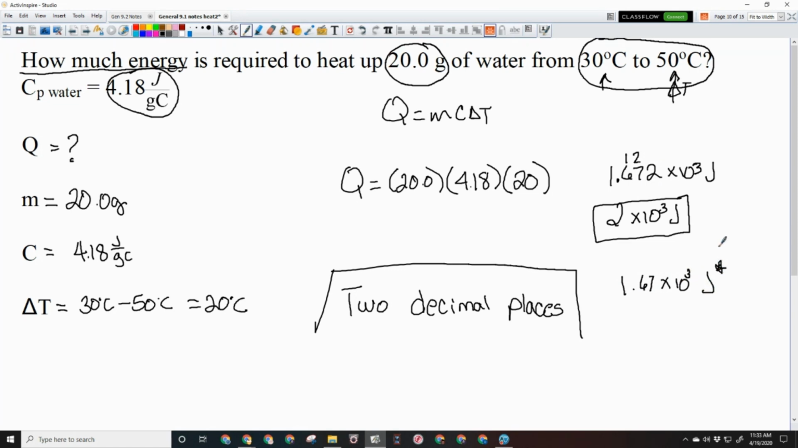Okay, so depending on how you're taking your quiz, if you're taking your quiz on paper, officially the answer is going to be 2 times 10 to the third. But since Canvas can't count sig figs, it doesn't know how, the answer is 1.67, because I'm specifying here 2 decimal places. So if you put in any number other than 1.67, it's going to count it wrong. So make sure you read and know how many decimal places I want your answer in so you can put in the correct number.